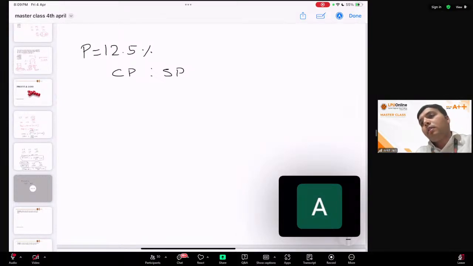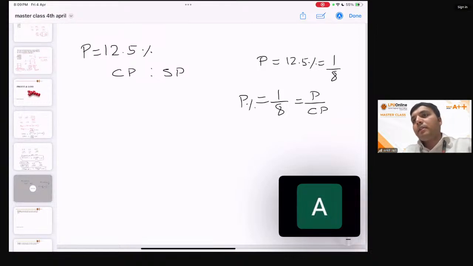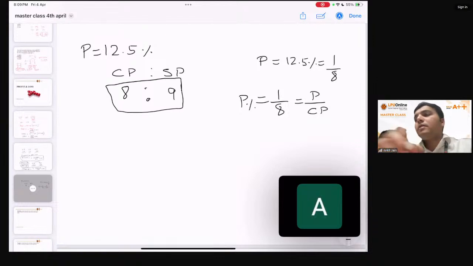12.5% is 1 by 8. 1 by 8 means the profit is 1 by 8. Profit is calculated on the cost price. Profit percentage is profit upon CP. This is the profit percent. Means if CP is 8, what is the SP? SP is profit plus CP. So SP is 9. So the answer is 8:9.